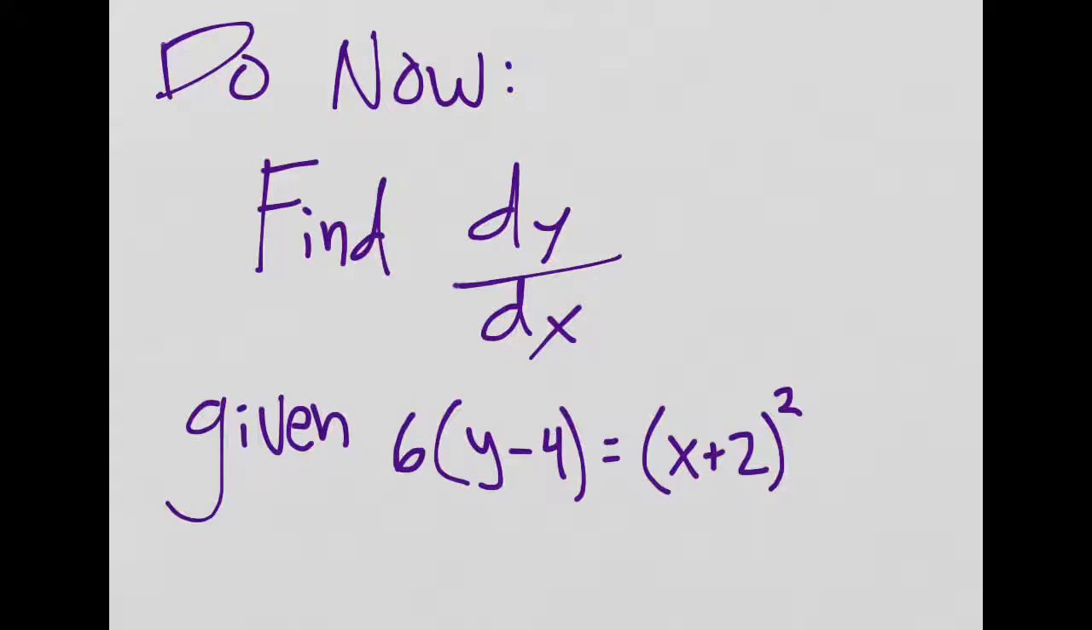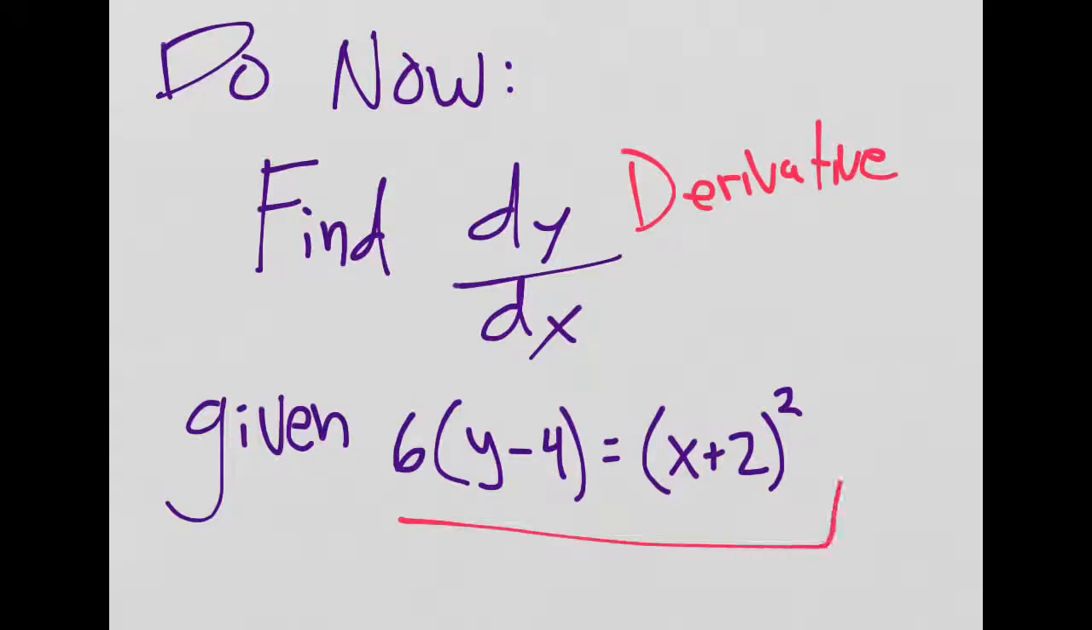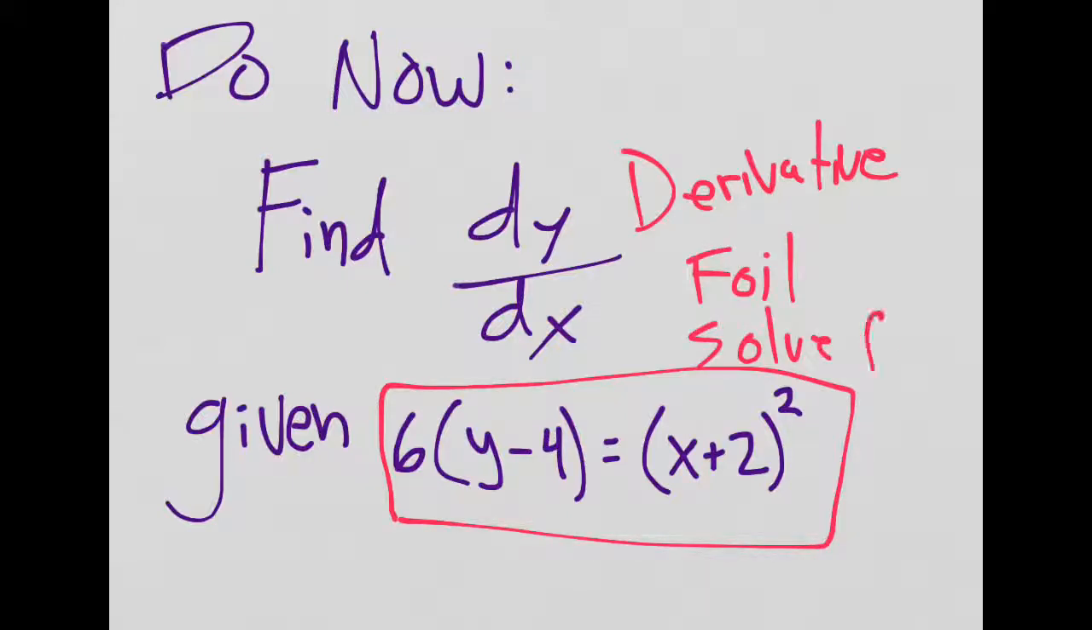Now remember, dy dx is saying that we are talking about a derivative, and you should recognize this form of a function as a conic section. You should recognize this as the equation of a vertically opening parabola. Now, quick reminder before I ask you to pause this video and do this problem. Before you can take the derivative of this function, you need to solve this for y. So FOIL out your x terms and then solve for y.